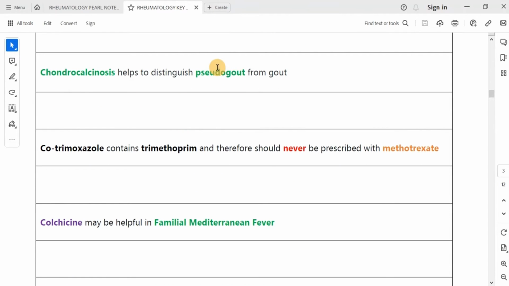Chondrocalcinosis in pseudogout, punched out lesion in gout. And rheumatoid arthritis will have juxta-articular or peri-articular osteopenia. And osteoarthritis will have reduction in the joint space, subchondral cyst, subchondral sclerosis. And ankylosing spondylitis will have features of syndesmophyte or sacroiliitis.